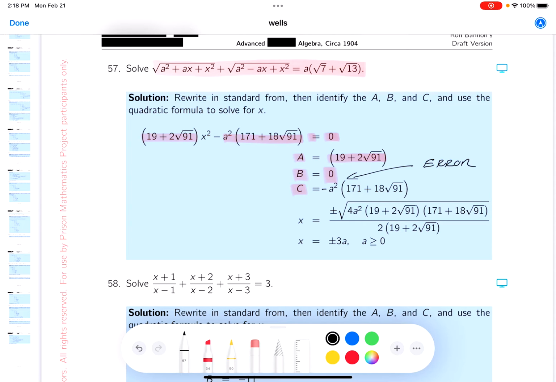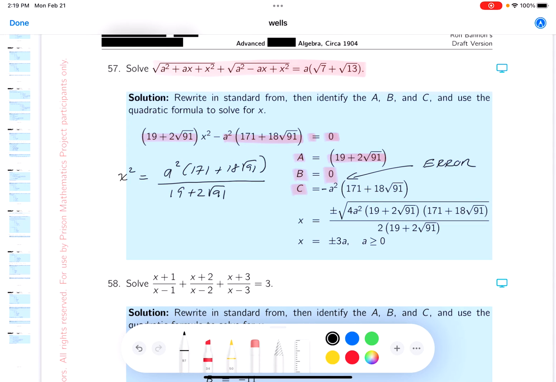Well, you know what I'm going to do? I'm not going to really do the quadratic form. I'm going to go through my favorite technique. I'm actually going to use the square root rule. Let me write this down for you. So x squared would equal a squared times 171 plus 18 root 91, divided by 19 plus 2 root 91.